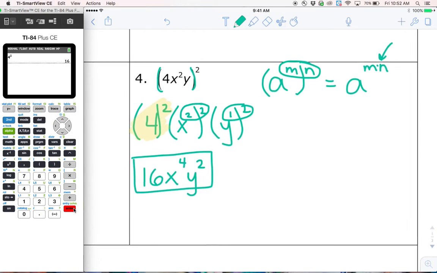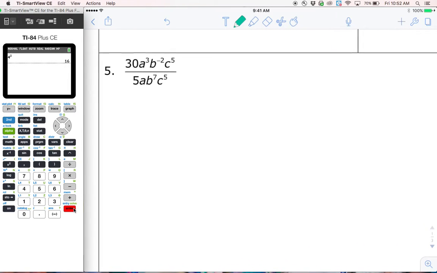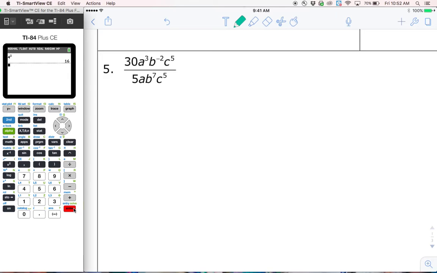All right, problem 5, we are looking at division. We are dividing these, which means our exponents have kind of a special rule. Let's go ahead and set our answer up. We have our division bar, and we're going to look at our regular numbers. 30 divided by 5. Nothing weird is happening here. This is a normal division with the coefficients.